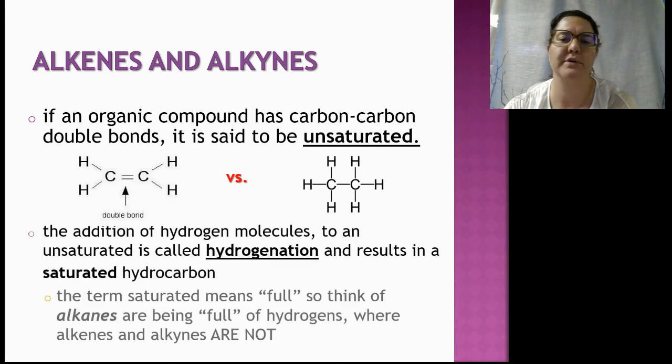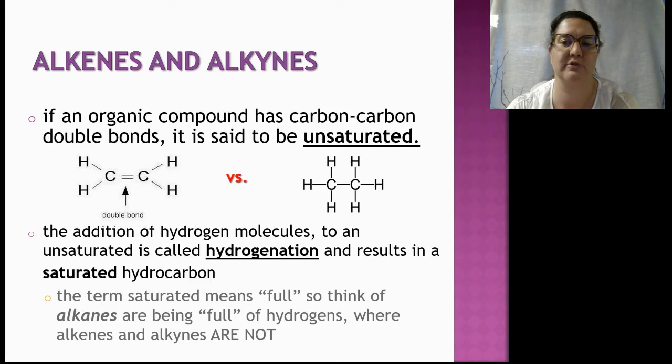When we also look at alkenes and alkynes, these are two organic compounds that are said to be unsaturated. They are unsaturated because they're not holding as many carbon atoms as possible. The addition of hydrogen molecules to an unsaturated hydrocarbon is called hydrogenation, and it results in a saturated hydrocarbon. So all single bonds, and every bond is being filled. The term saturated means full, so alkanes are full of hydrogens, whereas alkenes and alkynes are not.